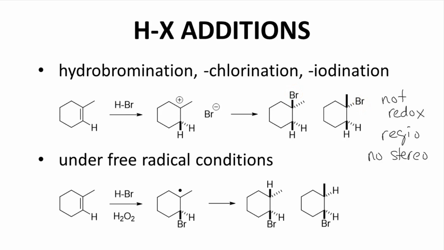The same reaction can be performed under radical reactions with hydrogen peroxide. This completely changes the mechanism. The reaction is still an addition of HX, still neither an oxidation nor reduction, still neither syn nor anti, but it does have the opposite regiochemistry. The halogen finishes on the less substituted side of the alkene.